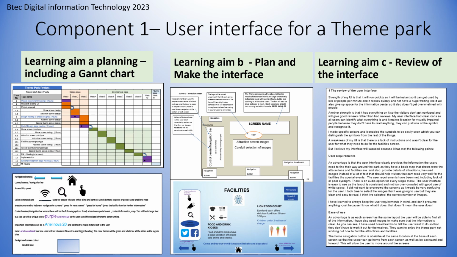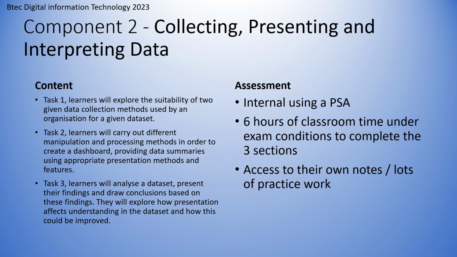A nice little unit. Component 2 is about collecting, presenting, and interpreting data. Now, we had a quick look at some data from the United Nations, which is the best place to live. And it produced the data in a very simple way using various different charts. You've got the same sort of thing to do. We would look at how organizations collect that data and how effectively they do that to make it suitable for us to be able to analyze.